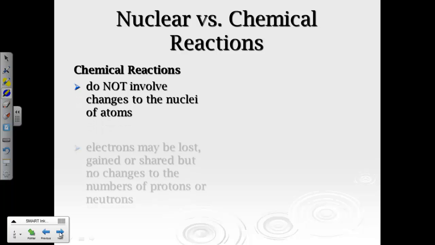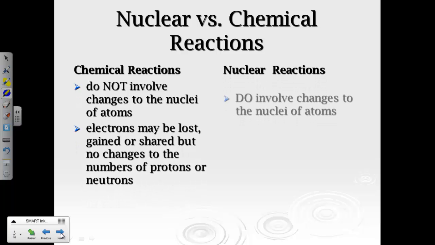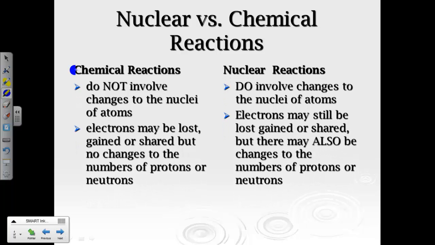Now, we have to differentiate between a few pairs of terms before we get into them. The first 2 terms are chemical reactions versus nuclear reactions. Big difference here, chemical reactions typically do not involve changes to the nuclei. There may be electrons that are lost, gained, or shared, but you typically do not have any changes to the nuclei. And we've already seen examples of chemical reactions where a new chemical is formed on the other side of the reaction.